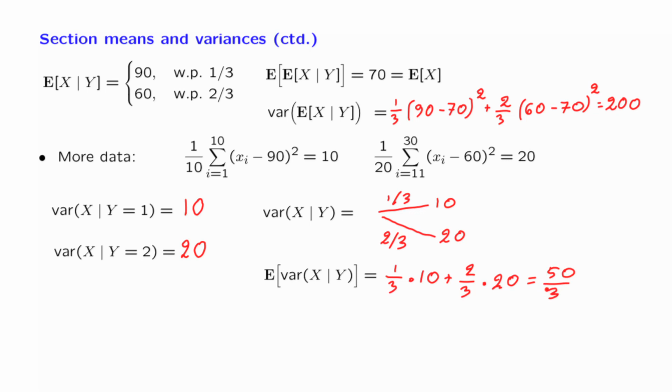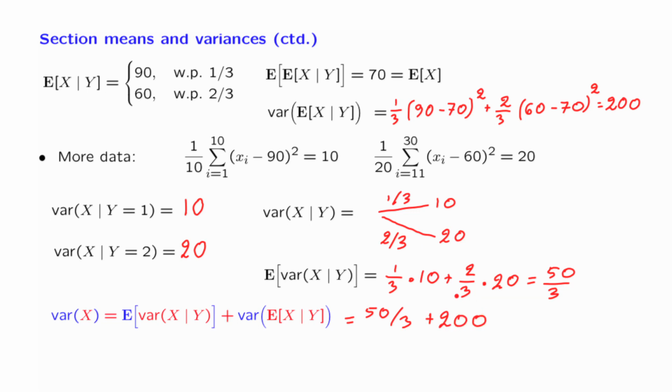At this point, we have the two quantities that are necessary to apply the law of total variance. According to the law of total variance, the variance of the student scores throughout the entire class is equal to this number, which is 50/3, plus this number, which is 200. And this is the overall variance.